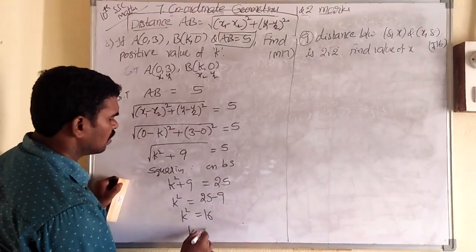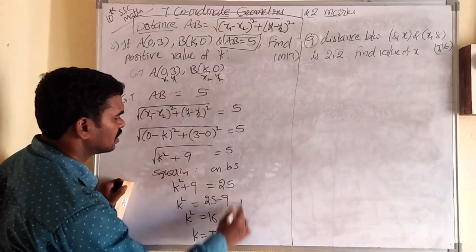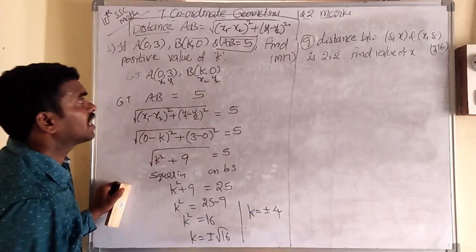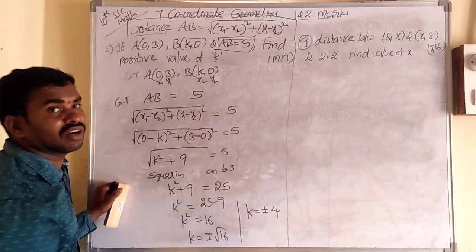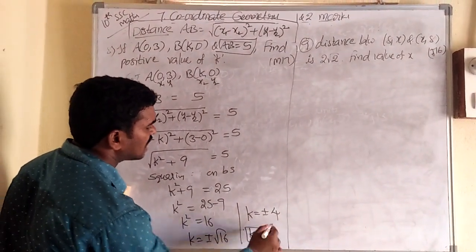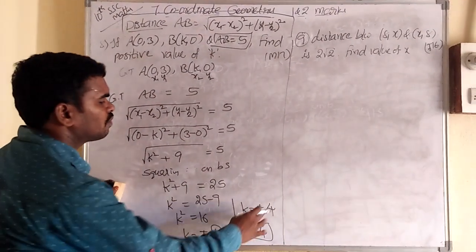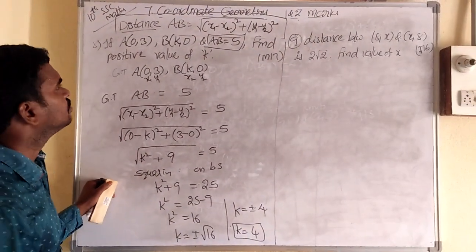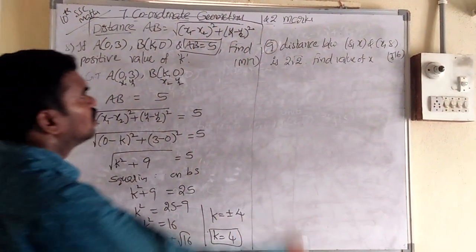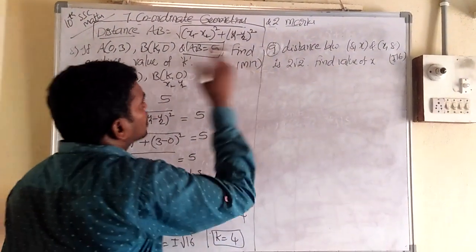Therefore k equals plus or minus root 16. So k equals plus or minus 4. But here it is asking for the positive value of k. So k equal to plus 4 is the only solution. Minus 4 is not taken because I have mentioned that it is asking only for the positive value. Okay, similarly, see the next question.